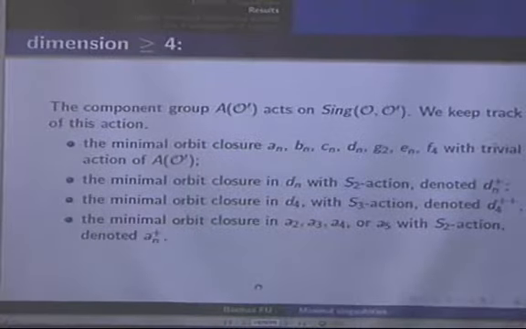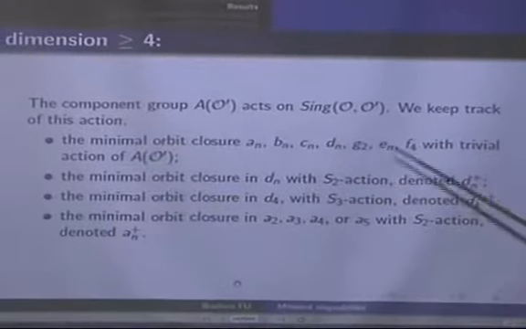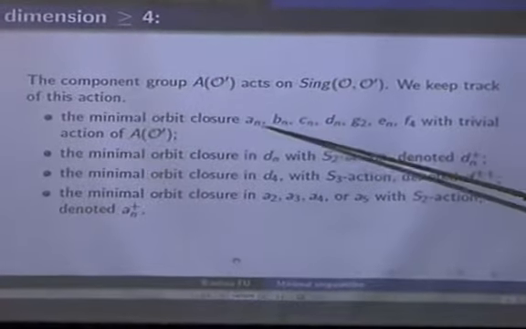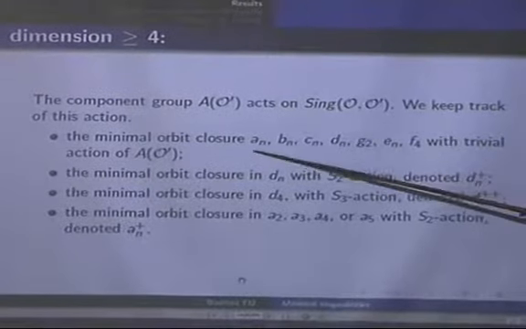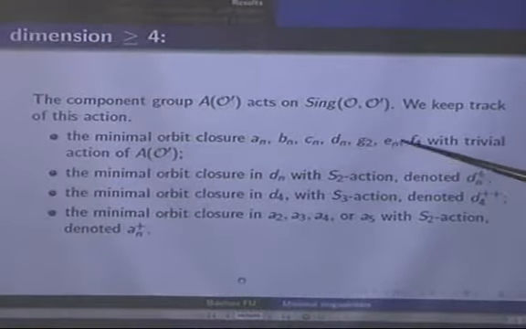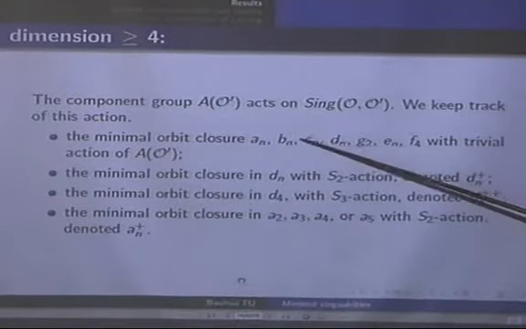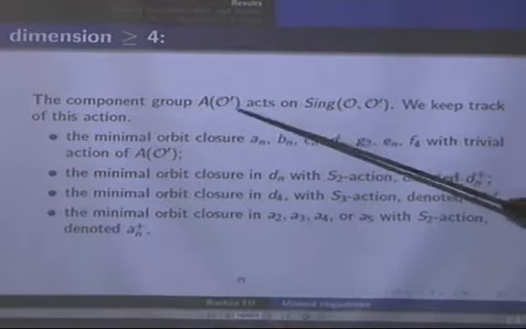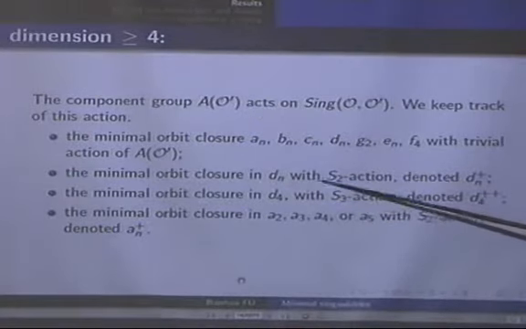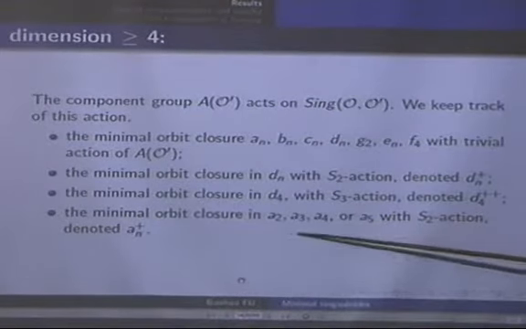And for codimension bigger than, dimension at least 4, we also have A, B, C, D, E, G, E, F. So this is just the OMIM. This denotes the OMIM in the corresponding Lie algebra. And also we still have some actions of the component group. So we have D_n with S2 and D4 with S3 and so on. This with A_n plus.